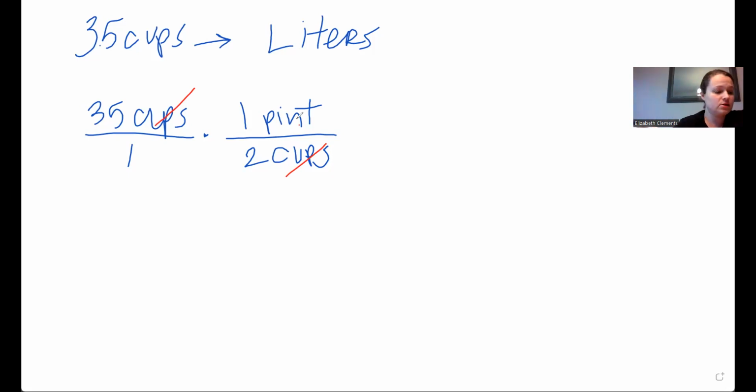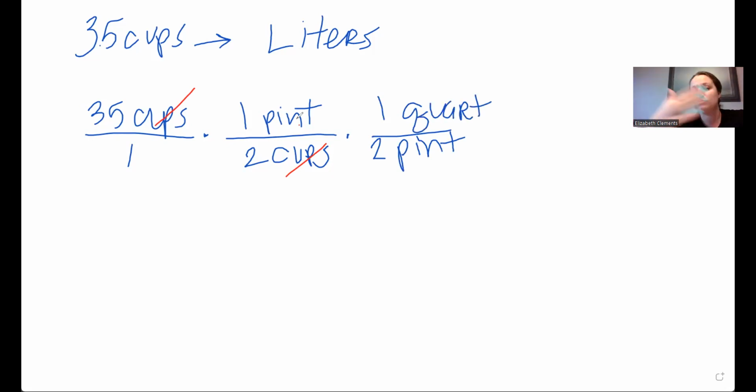So I have pints. So now I need to get pints away. And it said I had 2 pints for every 1 quart. Okay, and you can just write Q. I'm just writing quart out so you can kind of see what I'm doing so you don't forget what that means. Okay, so my pints are going to cross off. I'll cross them off at the end.